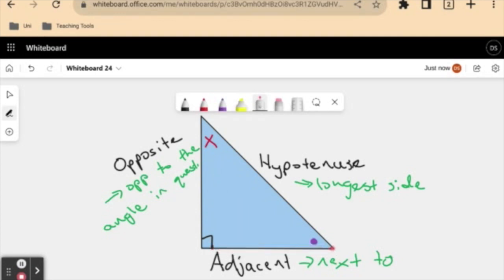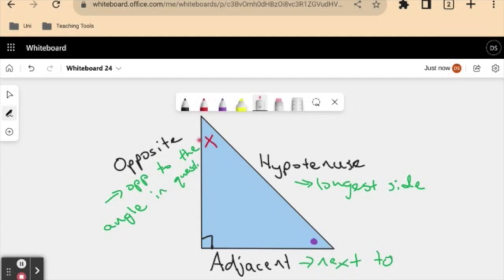So it's all about perspective, right? And I could be arguing with this person. I'm going, well, no, that's my opposite. That's the opposite side. And they'd be saying, well, no, that's my adjacent side. It's all about the perspective of the angle.